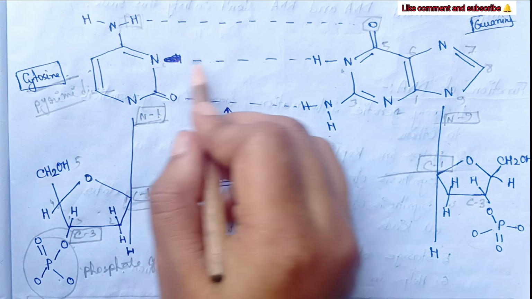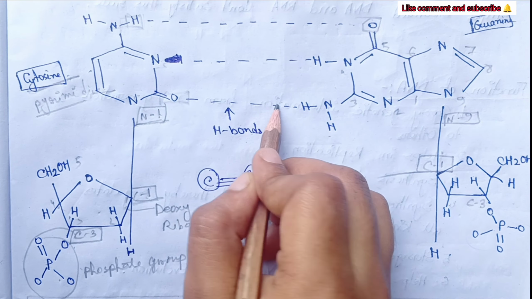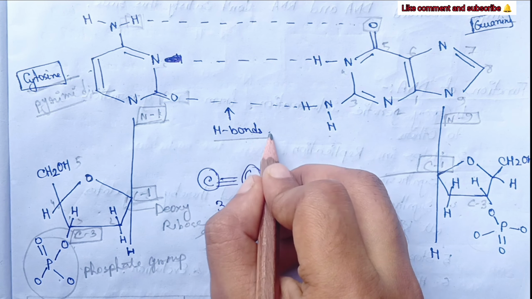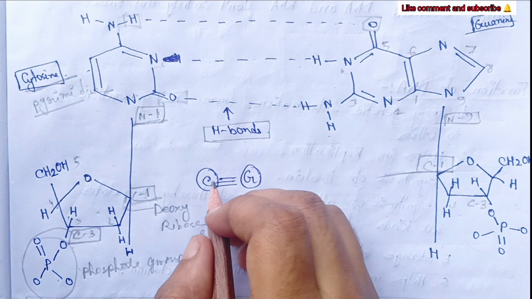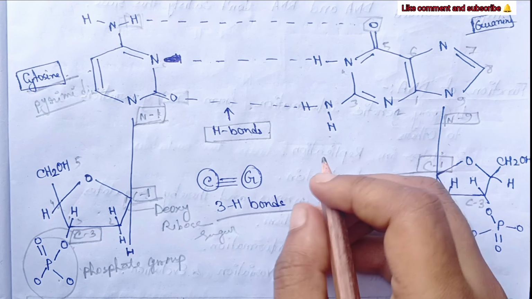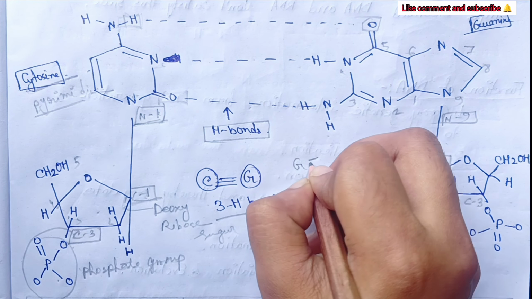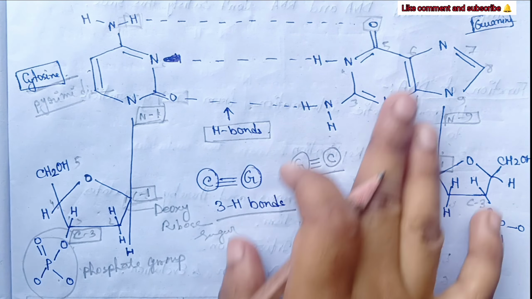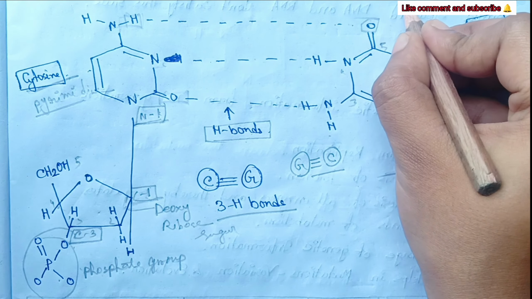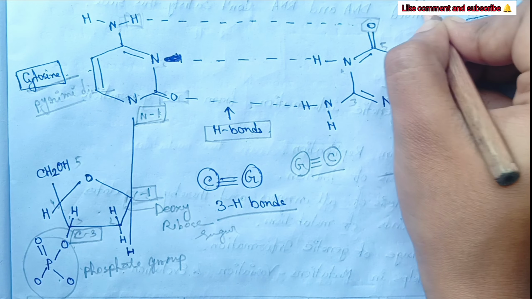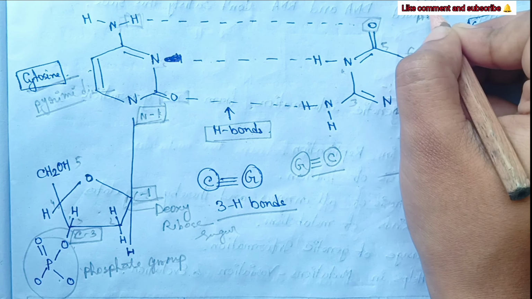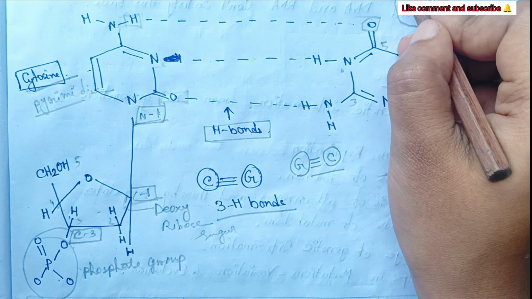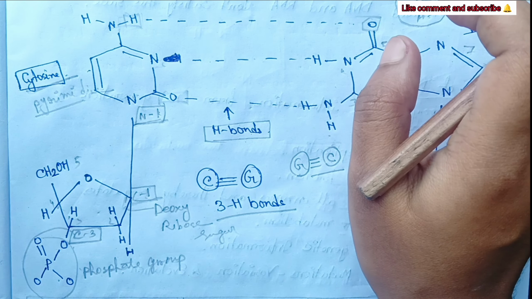There is also a hydrogen bond between hydrogen and oxygen. So there are three hydrogen bonds present. Cytosine and guanine can form three hydrogen bonds. In the same way, guanine and cytosine can form three hydrogen bonds. I think this structure, how cytosine and guanine, and adenine and thymine bond with each other, and their chemical structure, is clear for you.